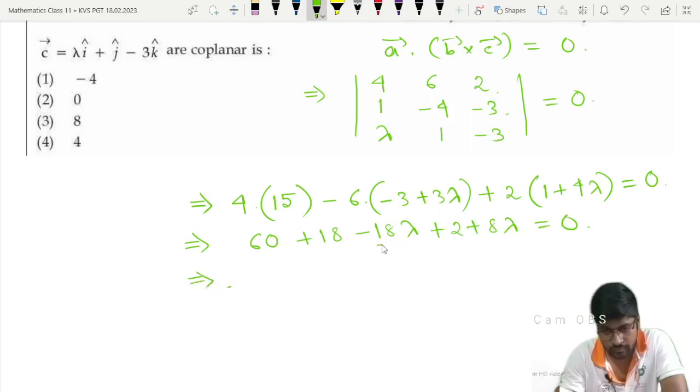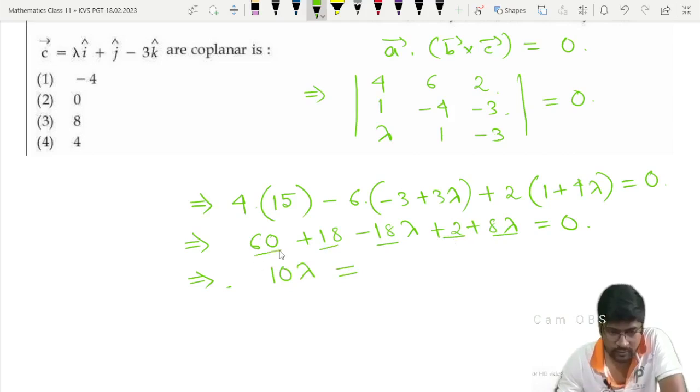Now minus 18 lambda plus 8 lambda is equal to minus 10 lambda. So take it to the right hand side. We will get 10 lambda equal to 18 plus 2 means 20, 20 plus 60, that is equal to 80. So lambda is equal to what? Lambda is equal to 8.